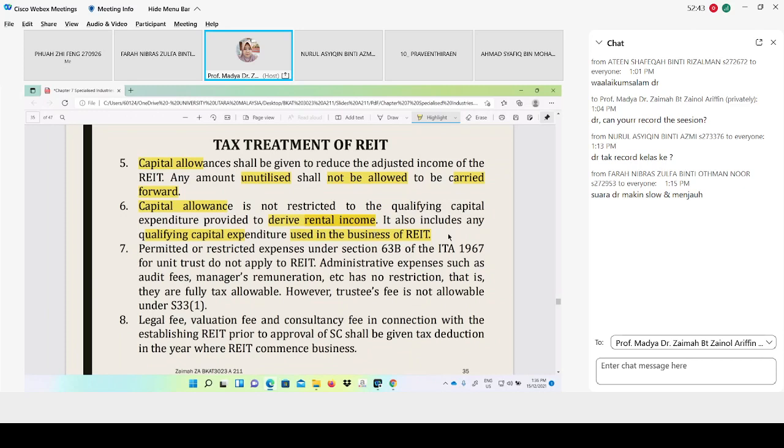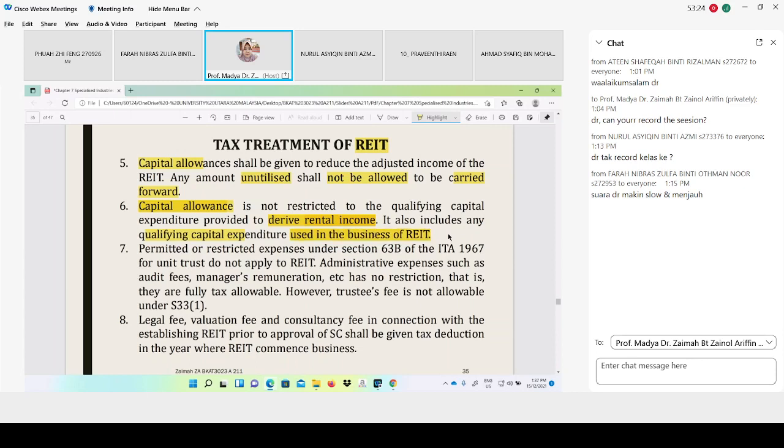And then the special deduction is only 10% of QCE. But because REIT income is considered business income, they enjoy the normal capital allowance. And then the QCE is not restricted to the expenditure incurred to derive the rental income only. It is QCE which includes all the expenditure incurred for the business of the REIT itself.